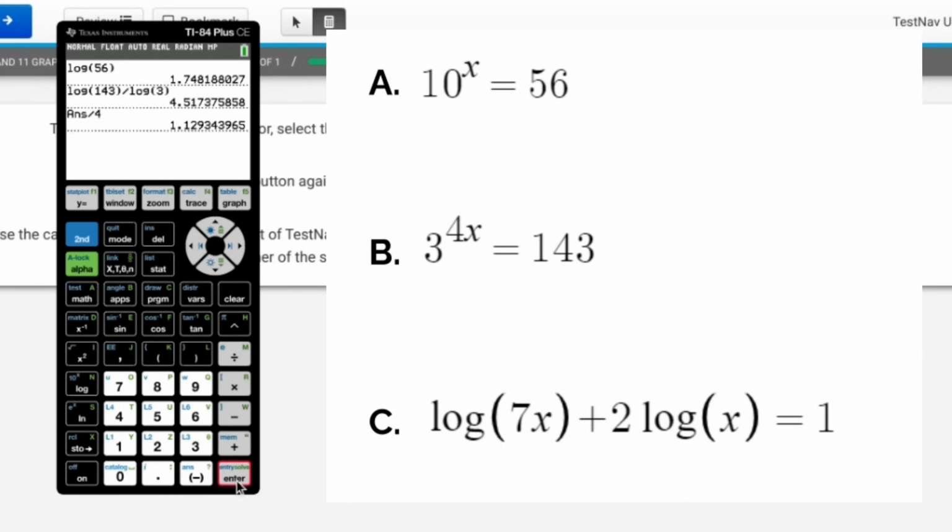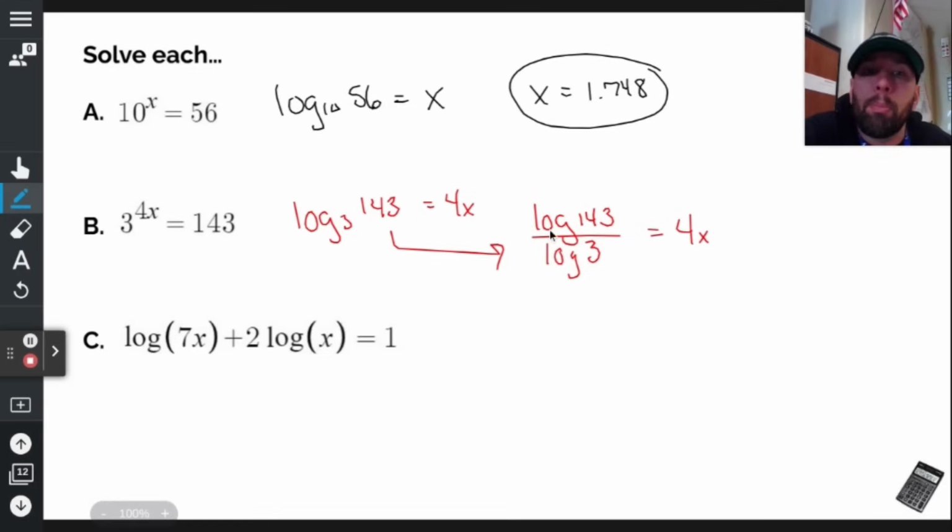And you've got 1.129 rounded to three decimal places. So that's going to be our answer, 1.129. Again, I plugged that into my calculator, got some gross number, divided it by 4, and when I divided everything by 4, x equals 1.129.